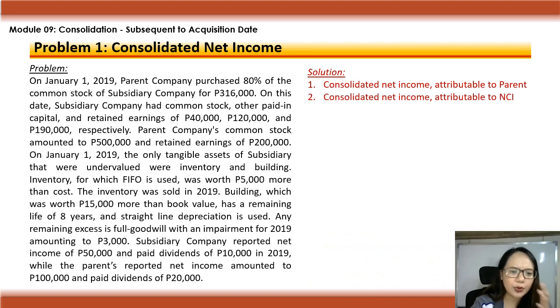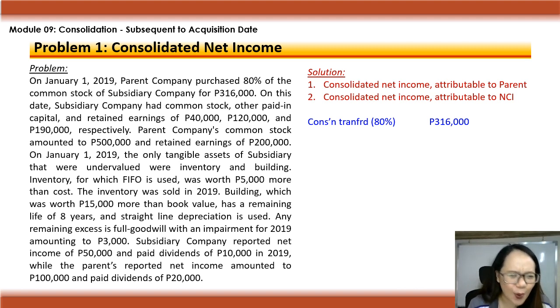Solution. So, first muna, compute natin si consolidated net income attributable to parent and NCI. Pero bago mo yan ma-compute, check mo muna yung goodwill kasi baka meron kang gain on bargain purchase. And of course, gain on bargain purchase affects your consolidated net income, diba? So, compute natin.